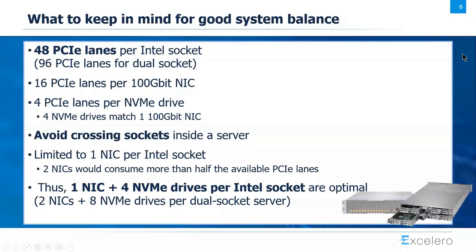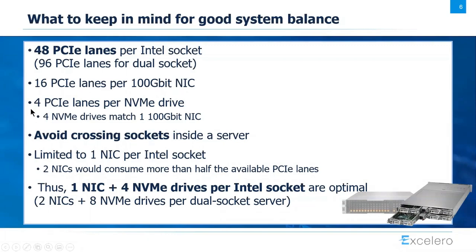But for a dual socket system, you try to design it in a way that you don't need to cross the link between the sockets, because that would add extra latency, and the whole point of this is avoiding extra latency. So in this sense, a single 100 gigabit NIC takes up 16 PCI lanes and really needs the bandwidth of all these 16 PCI lanes. And a single NVMe drive uses 4 PCI lanes.